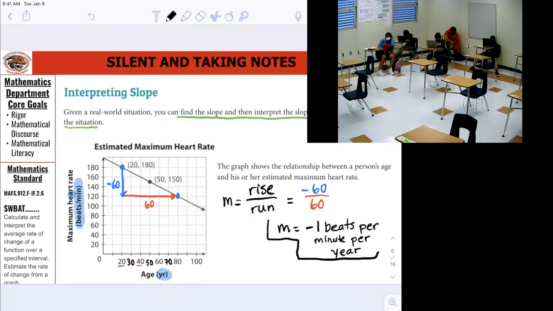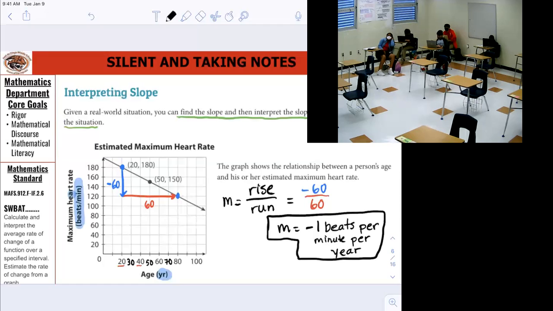So what this means is that each year, a person's maximum heart rate, what happens to it? Does it go up or does it go down? It goes down. So as you get older, your heart rate goes down by 1 beat per minute each year. So if my heart rate was 180 beats per minute last year, this year is going to be 179 beats per minute. So each year it's going down by 1 beat per minute.